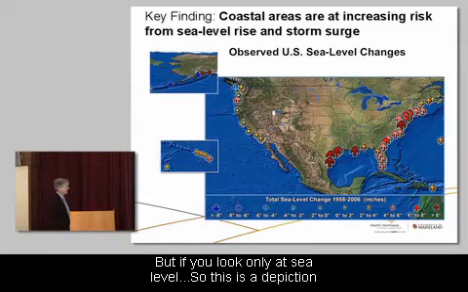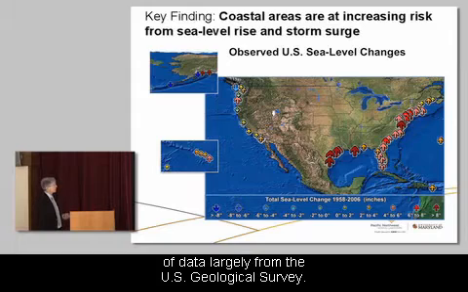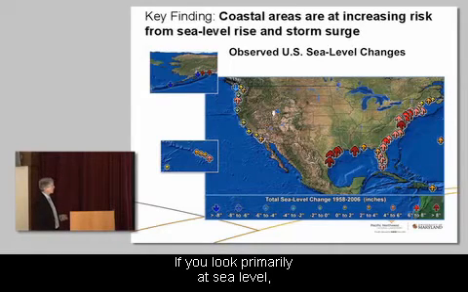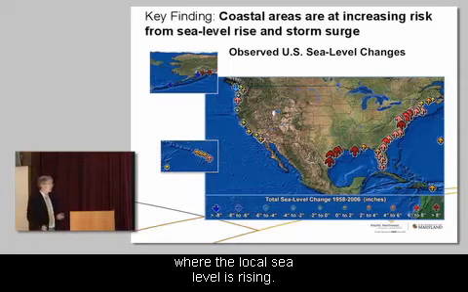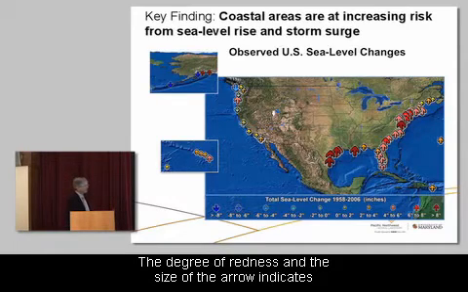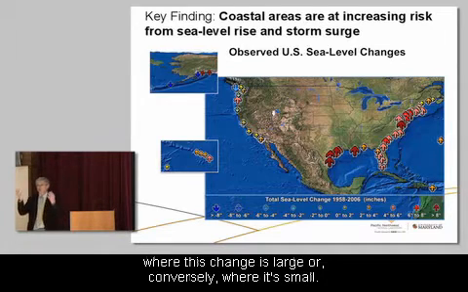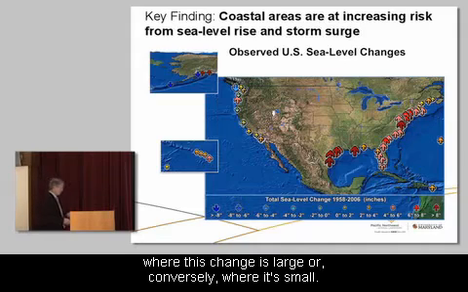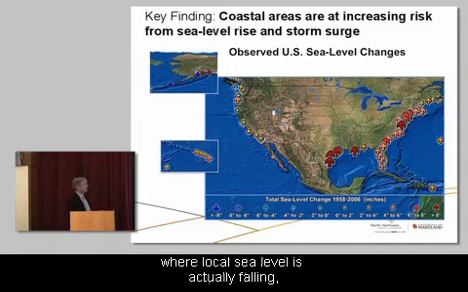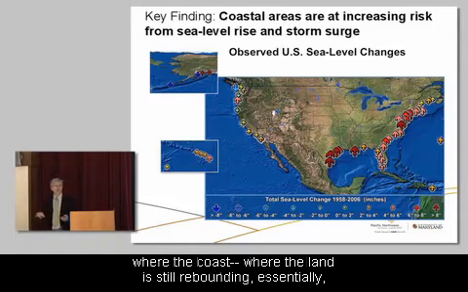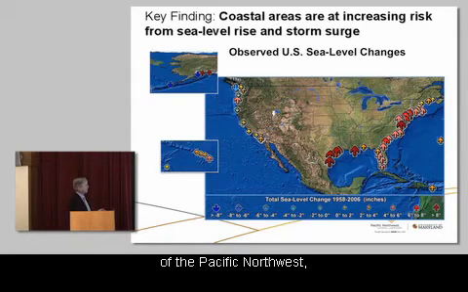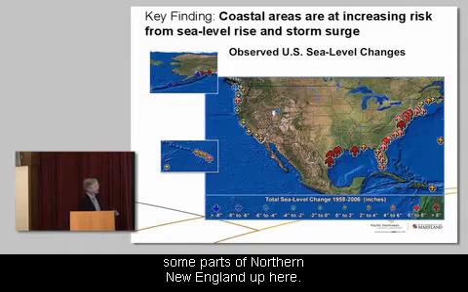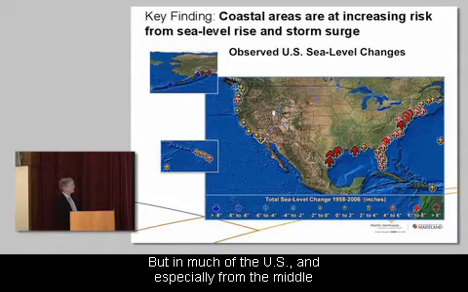But if you look only at sea level, this is a depiction of data largely from the U.S. Geological Survey. If you look primarily at sea level, the arrows that are pointing up are places where the local sea level is rising. The degree of redness and the size of the arrow indicates where this change is large, or conversely where it's small. There are parts of the U.S. where local sea level is actually falling, where the land is still rebounding essentially from the loss of glaciers at the end of the last glaciation, and that's particularly prevalent in parts of the Pacific Northwest, some parts of northern New England up here, but in much of the U.S.